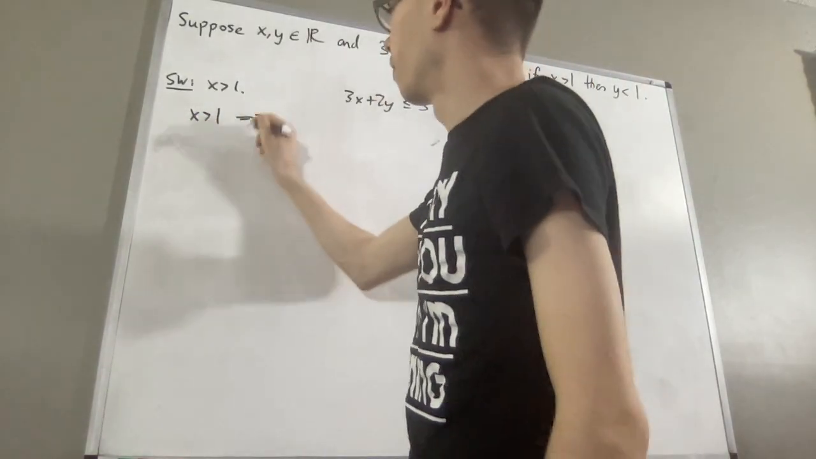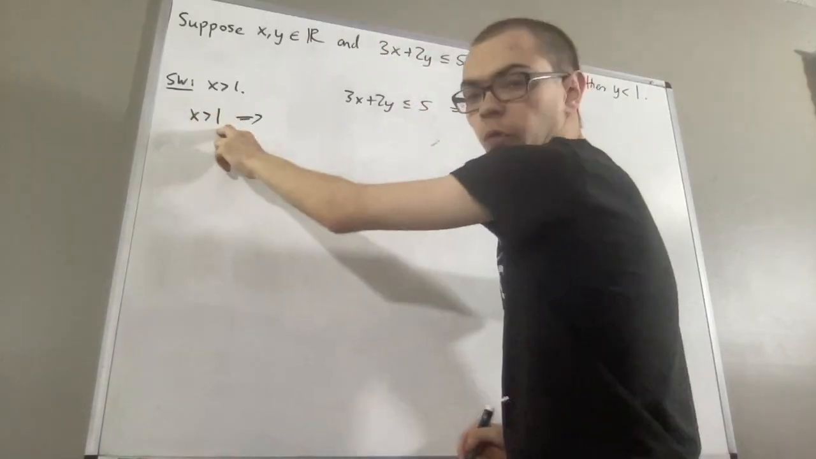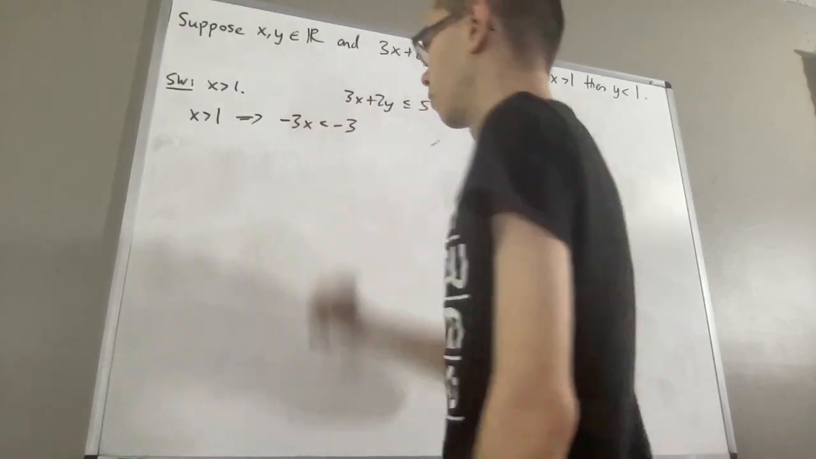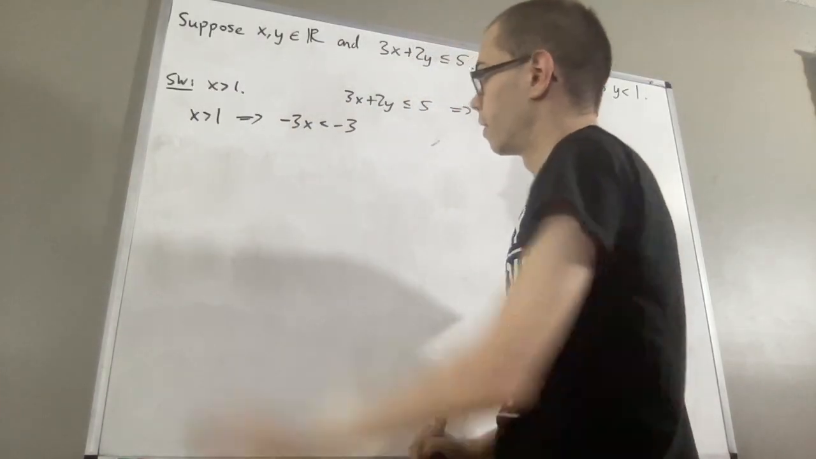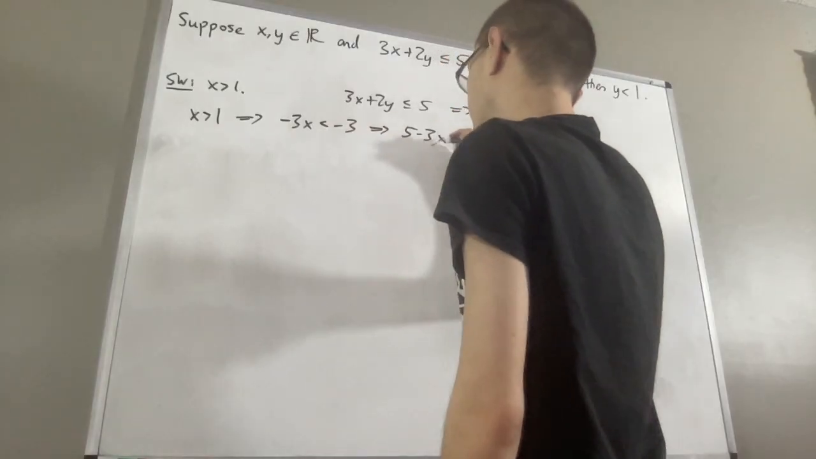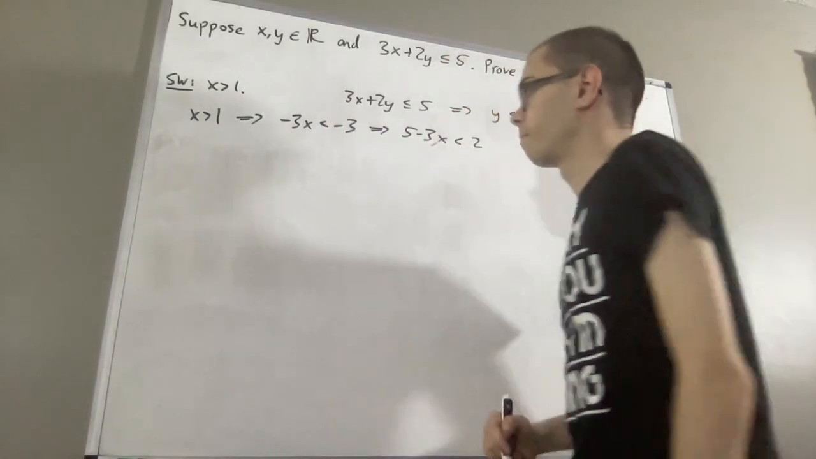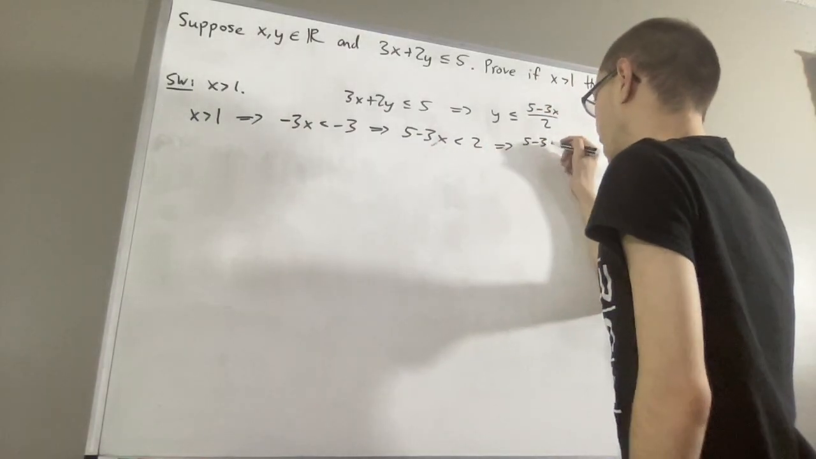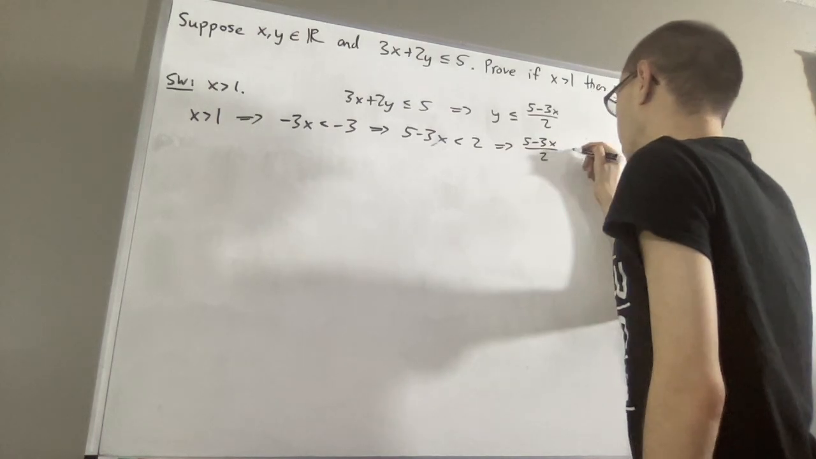So, first, if we multiply -3 on both sides, that gives us -3x is less than -3. Adding 5 on both sides, that gives us 5 minus 3x is less than 2. Then we just divide 2 on both sides, we get 5 minus 3x over 2 is less than 1.